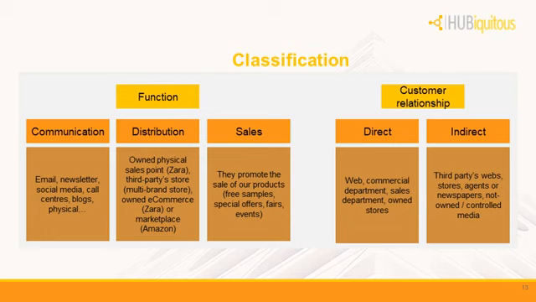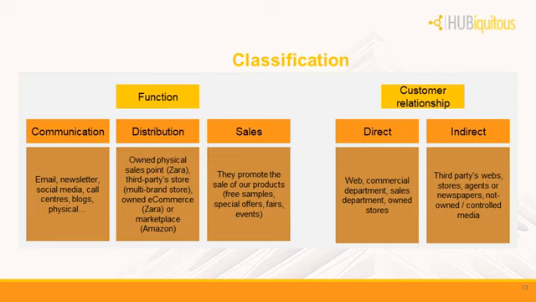And here we have the classification of the different channels. This classification could be done in two ways. On one hand, we can make this classification based on the function of the channel. Okay, so we have communication channels, we have distribution channels, and we have sales channels. Okay, the communication channels are the ones that help us to communicate and to deliver the value proposition through these marketing strategies or by answering the customer requirements and whatever.